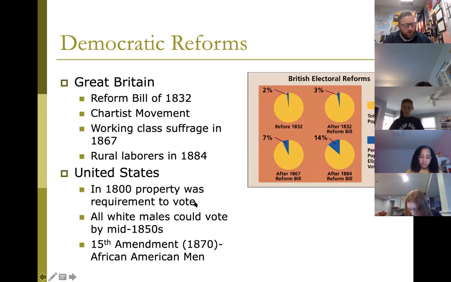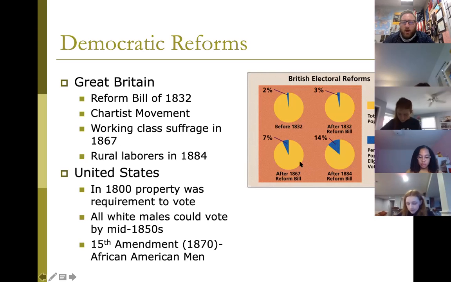Democratic reforms just means voting reforms. Okay. The Reform Bill of 1832 in Great Britain, 3% of men got to vote. 3%. That doesn't seem like very much, does it? You can see why people were mad. And one of the movements was called the Chartist movement, because a group of laborers wrote down a charter with 6 items saying that they wanted these demands met. And so that's one of the movements that was done in England to try to protest this.